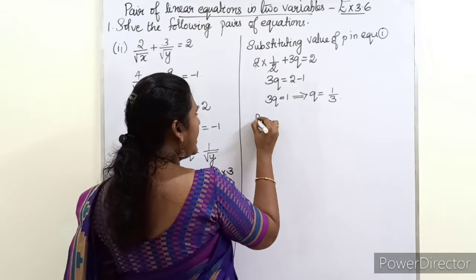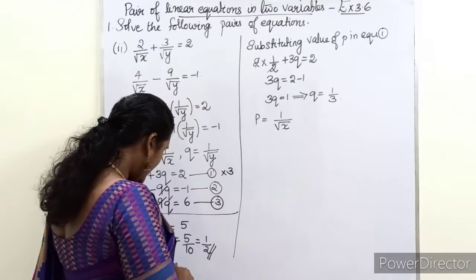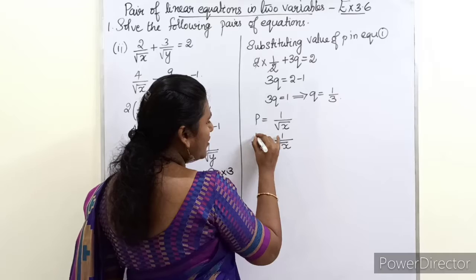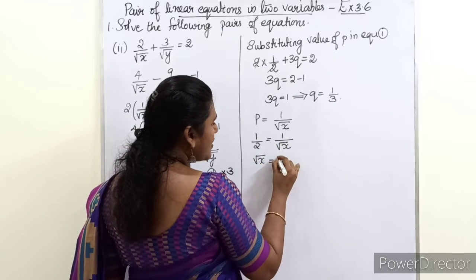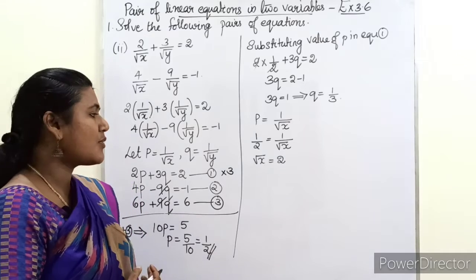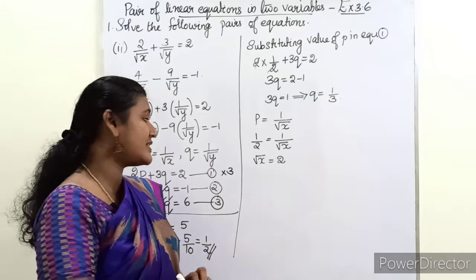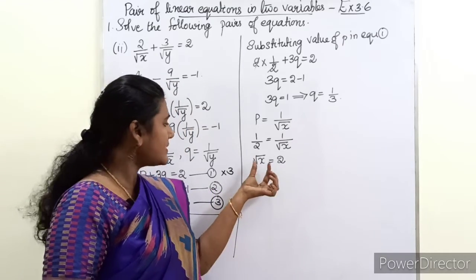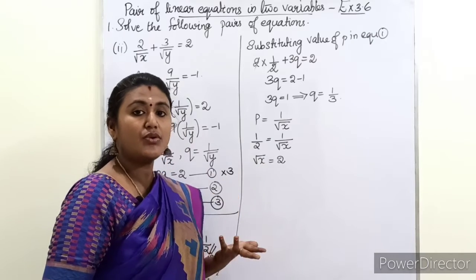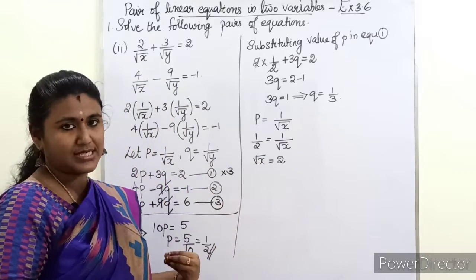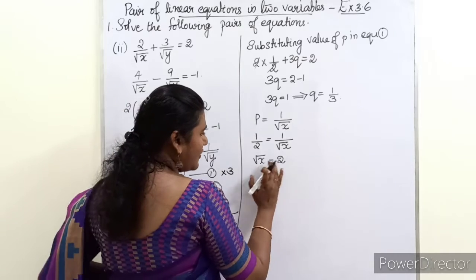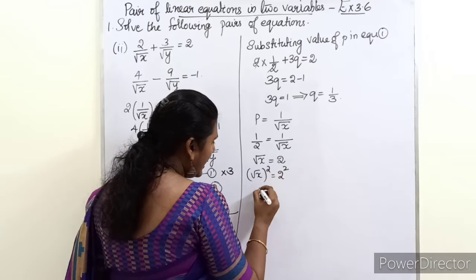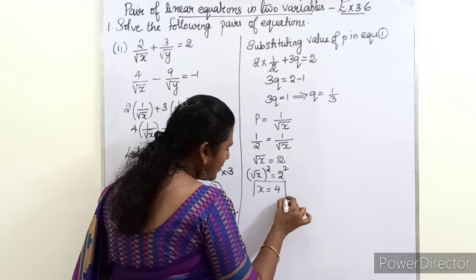So first, p is equal to 1 by root x. So what is the value of p? 1 by 2. So 1 by 2 is equal to 1 by root x. Now you cross multiply. So root x is equal to 2. So how to find the value of x? Children will normally make a mistake in this. They will write x is equal to root 2. Actually it is wrong. Here you have a root sign. So to remove the root sign, what you have to do? You have to square on both the sides. So when you square both sides of this equation, you will get root x the whole square is equal to 2 square. That is x is equal to 4. So x is equal to 4 is the value.